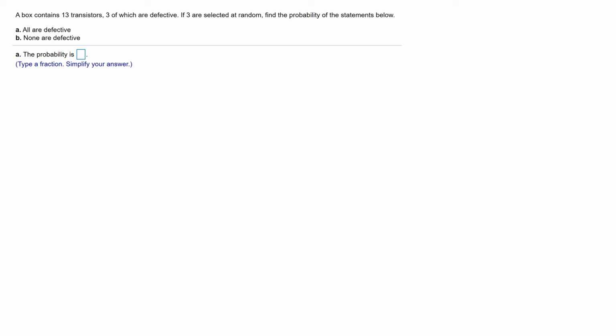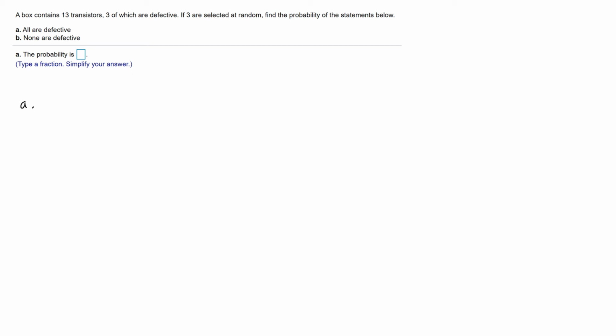All right. Let's see. A box contains 13 transistors, 3 of which are defective. So 3 are defective, and so 10 must be okay. 10 must work. If 3 are selected at random, find their probabilities. So part A wants me to figure out, if I were to select 3 of these at random, what's the probability that they're all defective?